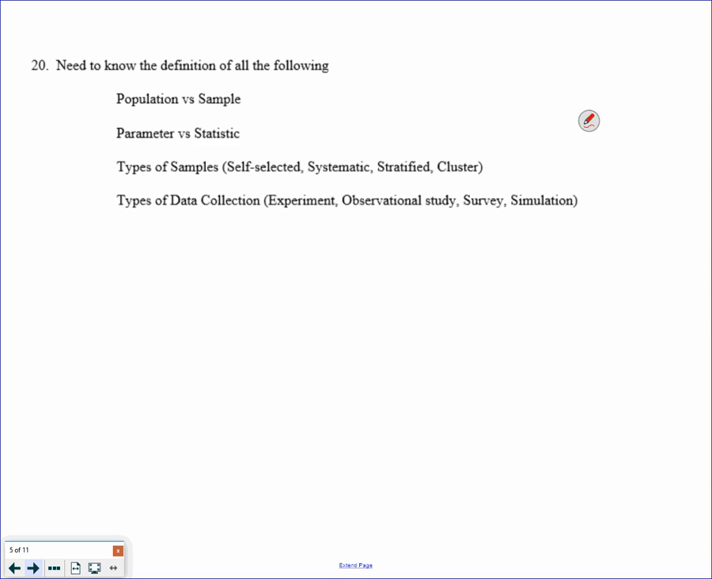Stratified and cluster kind of go together. You're talking about groups. You divide everybody up into groups. Stratified means you divide them up into groups and then randomly select people from each group. Cluster would mean you divide them up into groups and then you talk to everybody in one particular group.